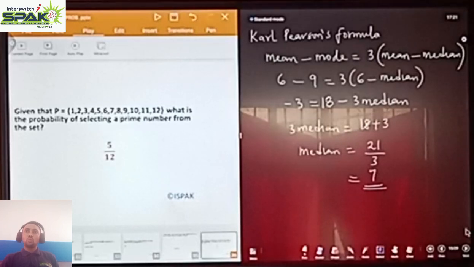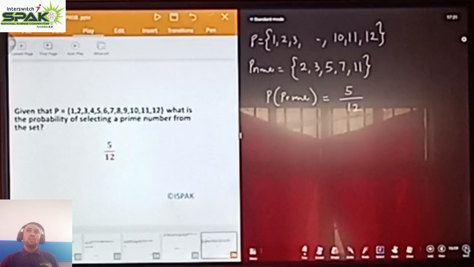Then we have this question. Given that P is a number from 1 to 12, what is the probability of selecting a prime number from the set? You see, first get 1 to 12. There are 12 numbers, and let's pick out the prime numbers there. These are 2, 3, 5, 7, 11. So we have 5 prime numbers from 1 to 12. So the probability of prime will now be 5 over 12. So that is the probability.